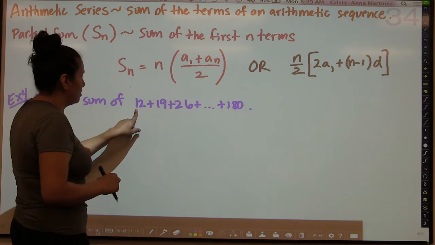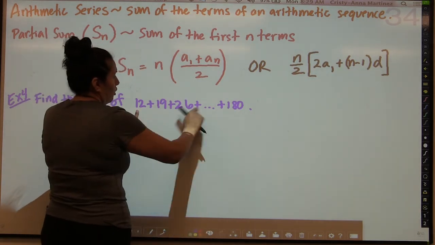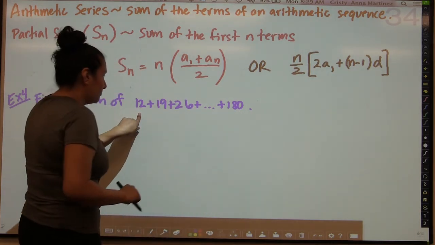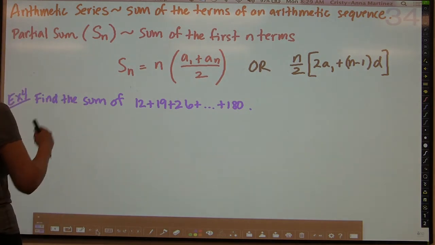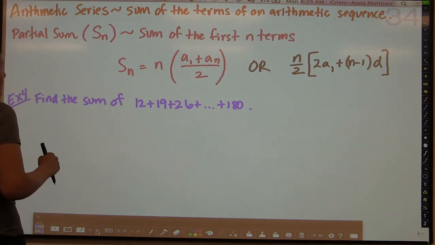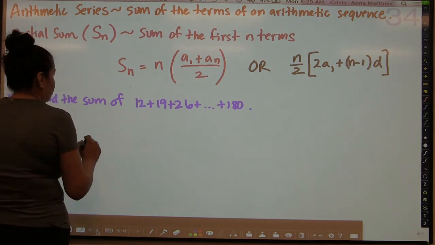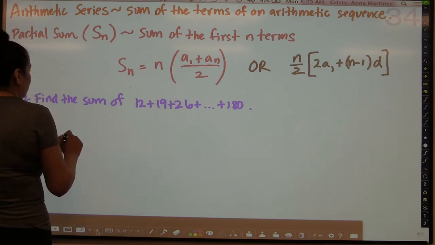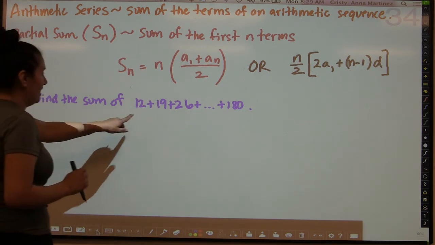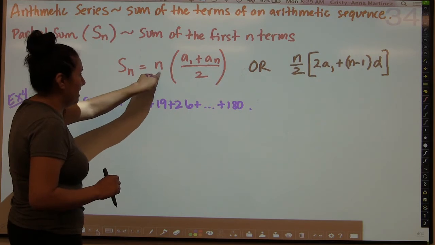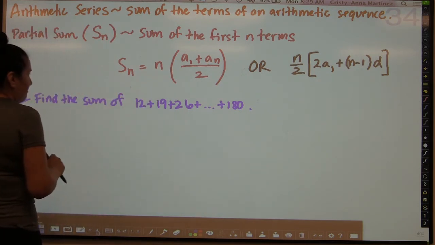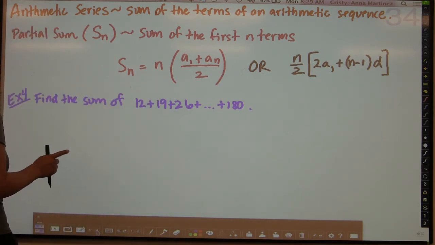So we know the first term, we know the last term, but we don't know all the terms in between. And we don't need to know them in order for us to get this little guy. So we're going to get that we need to find n because we don't have n yet. So if we don't know what n is, we can't plug it into the formula. So let's go ahead and find n. And we can find n by using our formula for an arithmetic sequence.